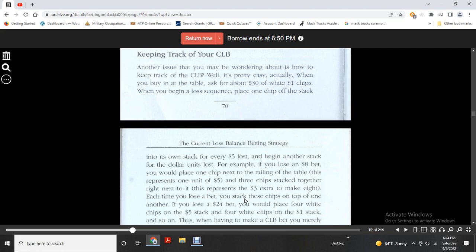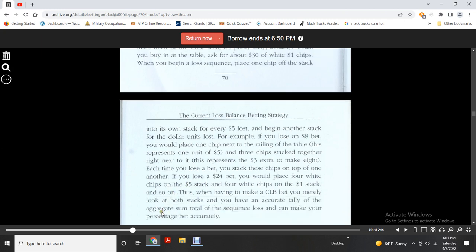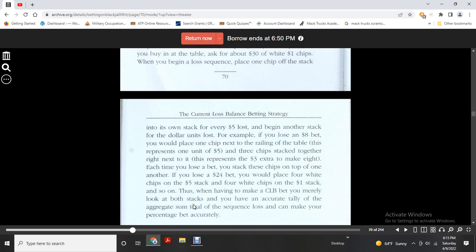For example, if you lose an $8 bet, you would place 1 chip in the railing over the table. This represents 1 unit of $5. 3 chips stacked together right next to this represent the $3 extra to make 8. Each time you lose a bet, you stack these chips on top of one another. If you lose a $24 bet, you would place 4 white chips on the $5 stacks and 4 white chips on the $1 stack, and so on. Thus, when you have to make a clearance losing bet, you merely look back at both stacks and you have an accurate tally of the aggregated sum total of the sequence loss and can make the percentage bet accurately.